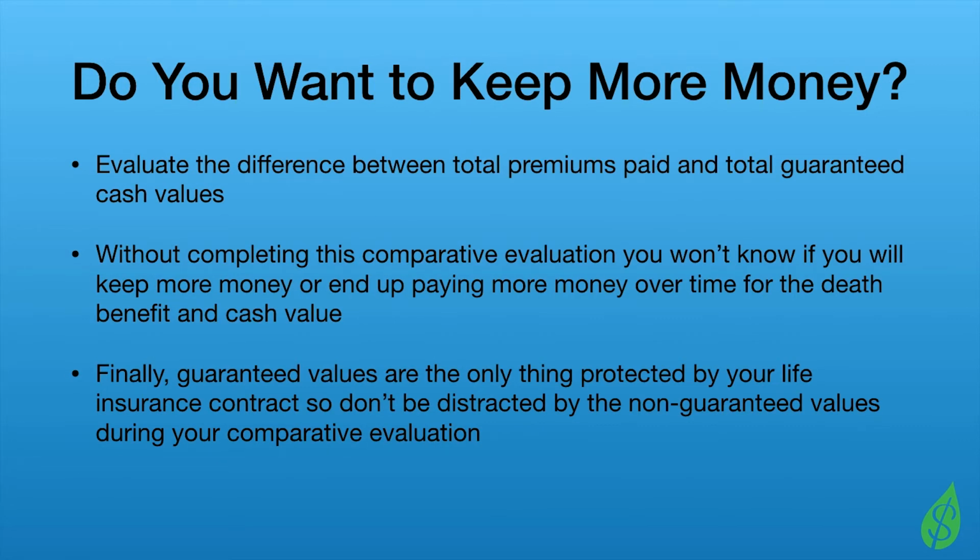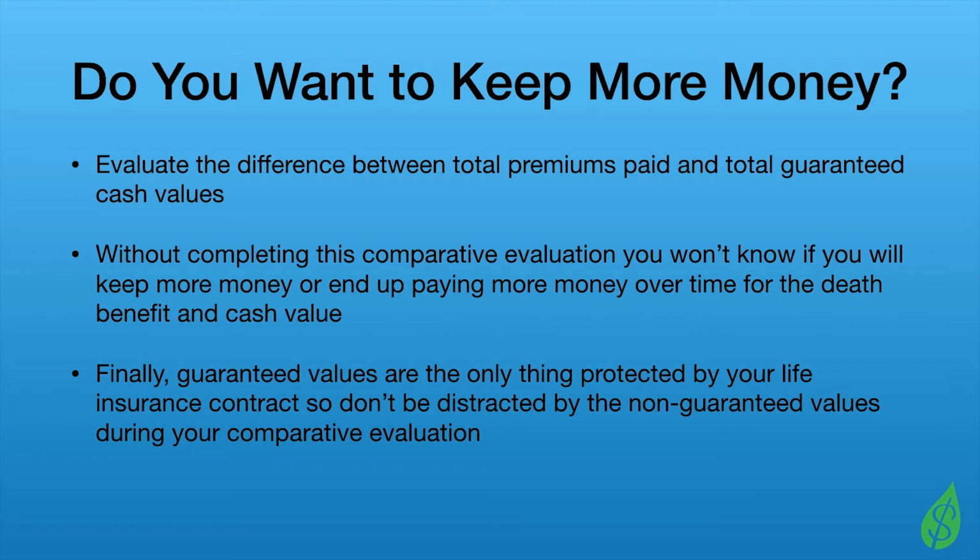And here's the question. Do you really want to keep more of your money? Evaluating the difference between the total premiums paid and the total guaranteed cash values is the best way to find out what you're really paying for the life insurance. Without completing this comparative evaluation, you won't know if you will be able to keep more of your money, or you'll end up paying more money for your death benefit over time and your cash values.